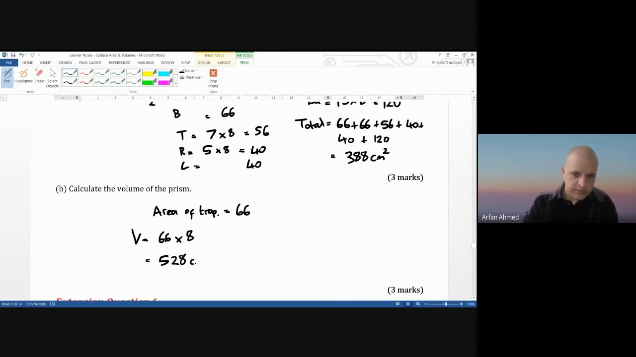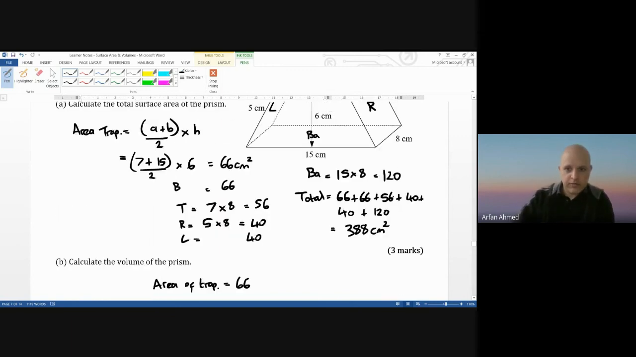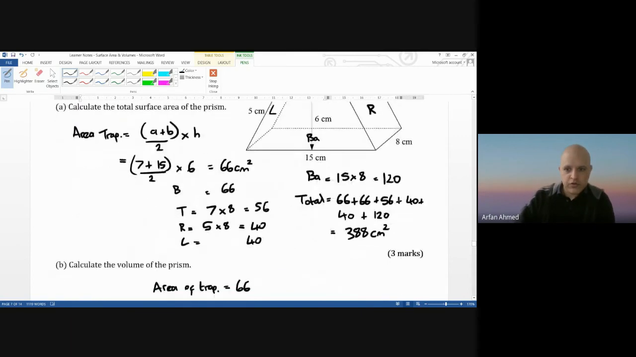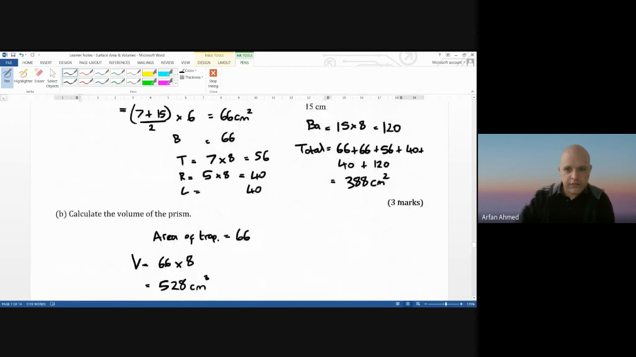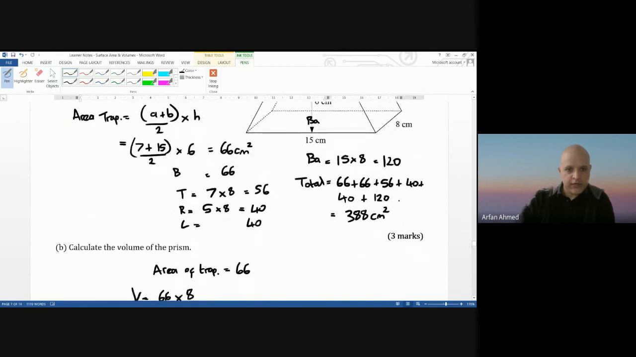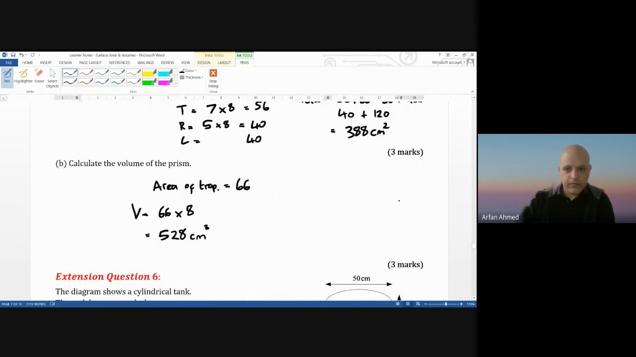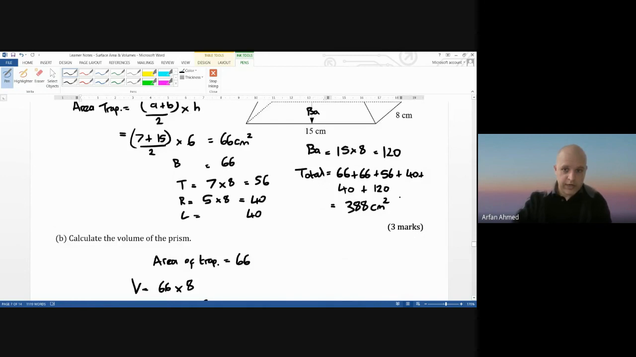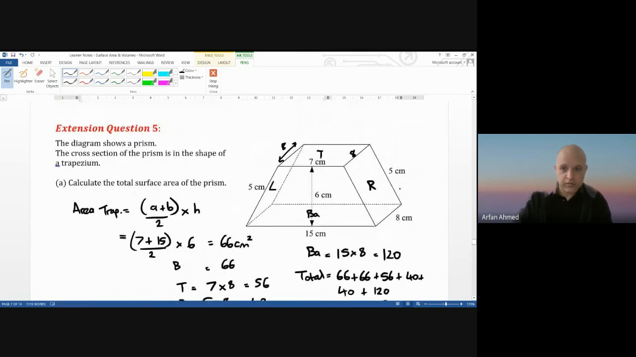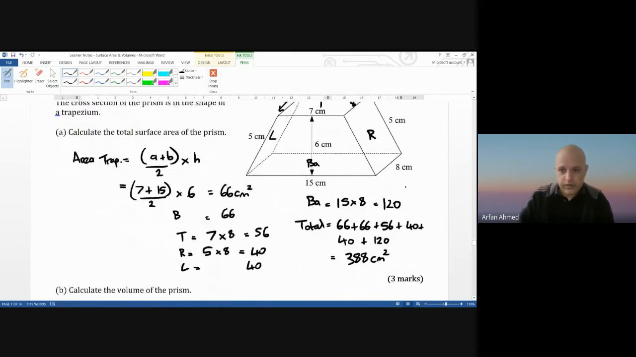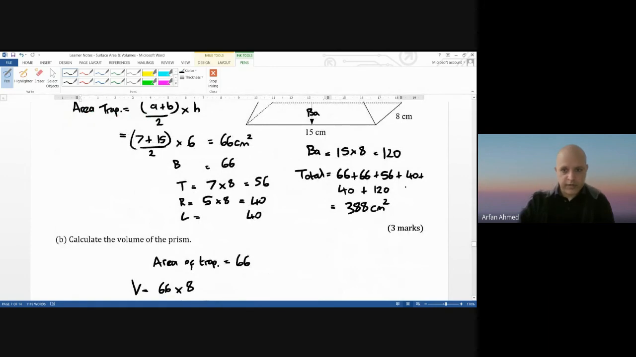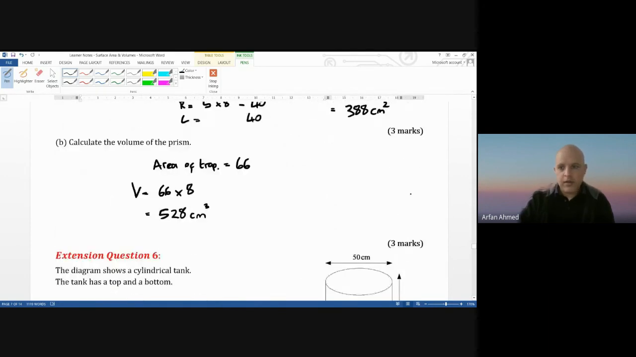528 centimeters cubed. So you see, you've got the same shape, but 2 different answers for surface area and the volume. So don't assume it's going to be the same. Totally different methods as well. In fact, they both use the area of the cross section at some point. But then it goes completely different after that, doesn't it?